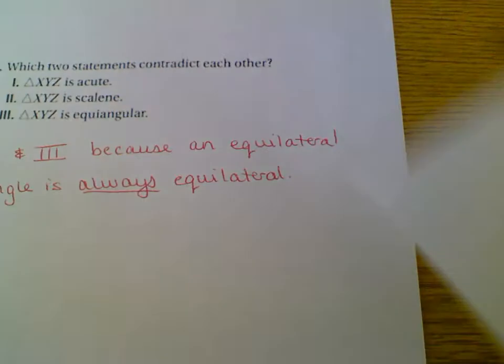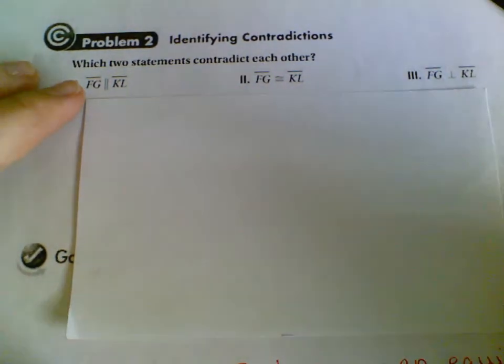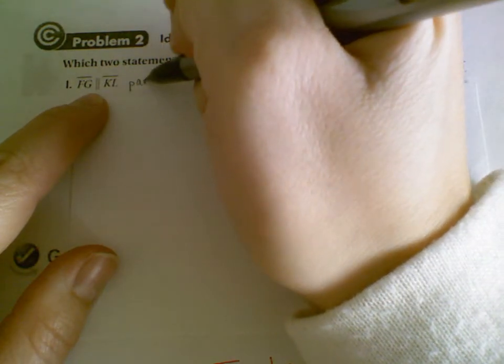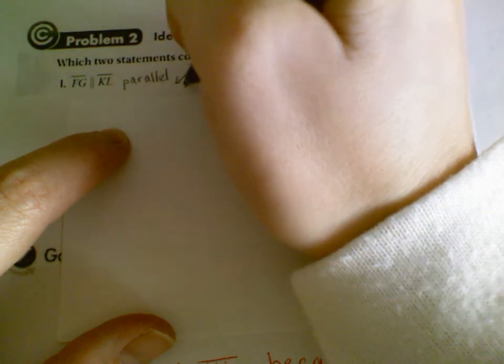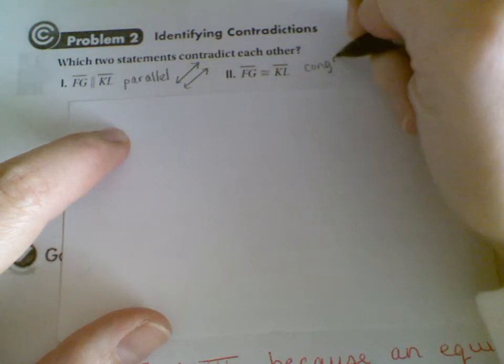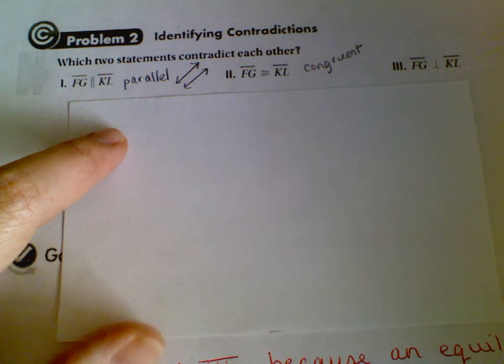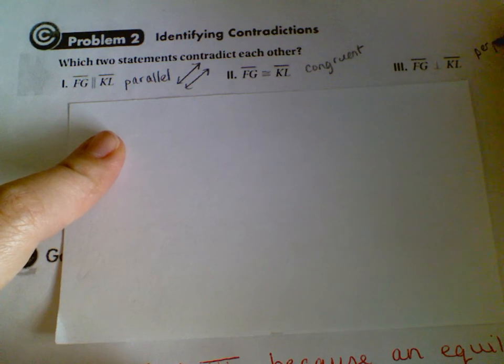Okay, and then the last part is where you identify your contradictions. So this is getting into some vocab. So here it says which two statements contradict each other. So going back to your symbol. So those two lines mean that it's parallel. And remember, in terms of a graph, that means that I would have something like this where they never intersect, okay? Then the next ones have the congruency symbol, so they're saying those two lines are congruent, which means they have the same length. And then last, I have the upside down T, which means it's perpendicular.